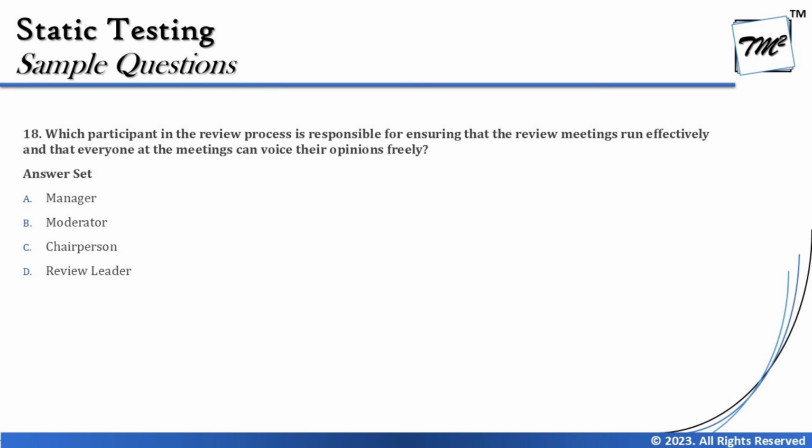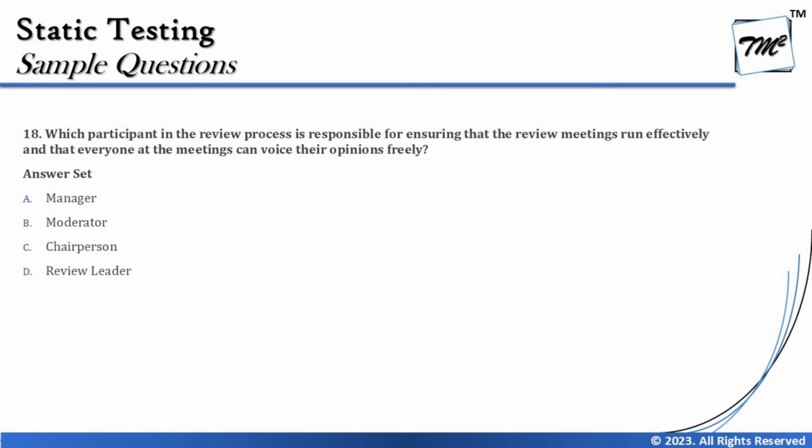And the next question we have for you is question number 18. Question number 18 is asking which participant in the review process is responsible for ensuring that the review meeting runs effectively and that everyone at the meeting can voice their opinion freely.